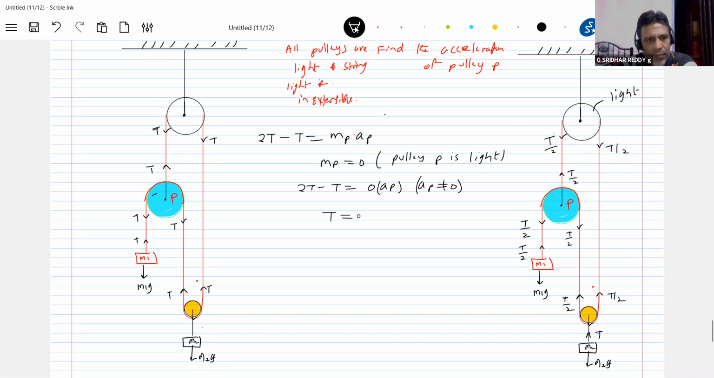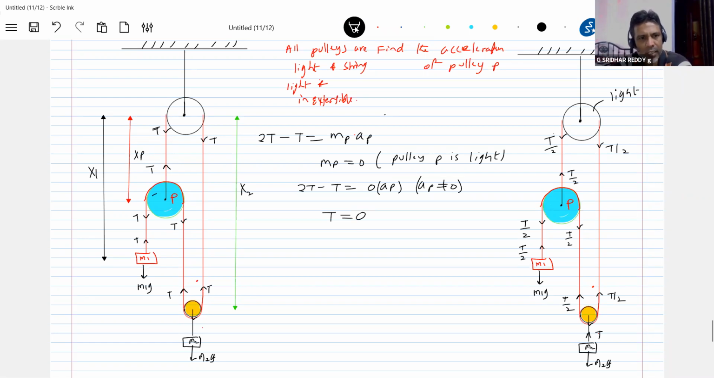So there's a reference point, the pulley P. Then for the block M1, then the next movable pulley. Okay, this one. So let's write the constraint equation. This should be the XP, this should be the X1, this should be the X2.